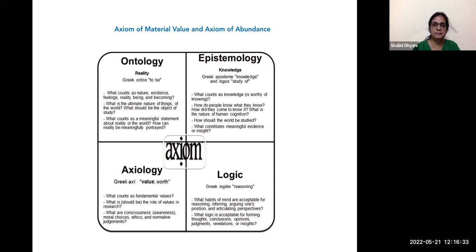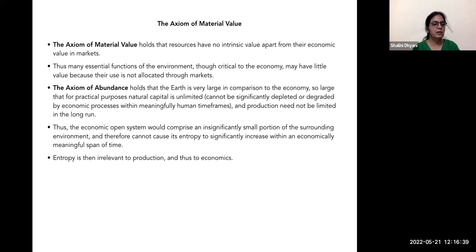Now, the axiom of material value says that resources will have no intrinsic value apart from their economic value in markets. For example, everything in this world is valued with the market availability. And at the same time, if you want to understand nature, nobody can actually assess the actual value of nature or natural goods and services.